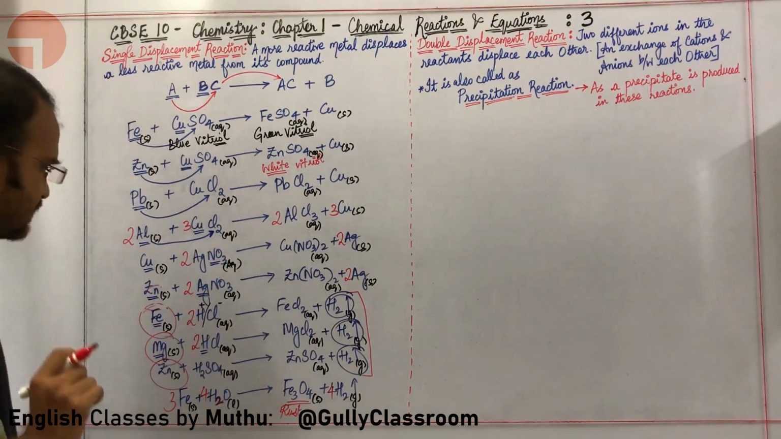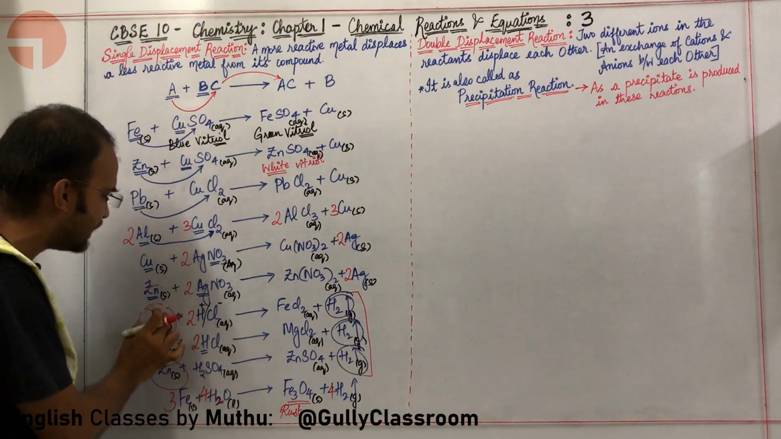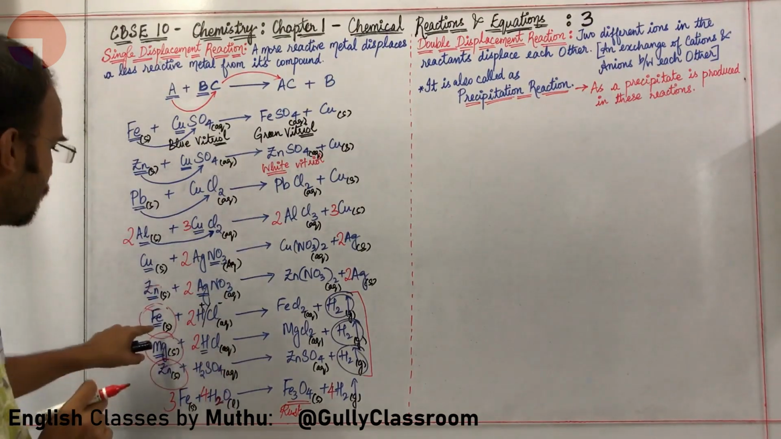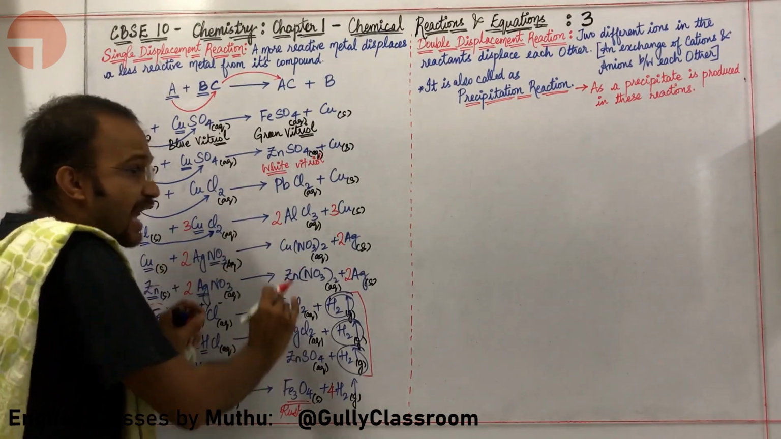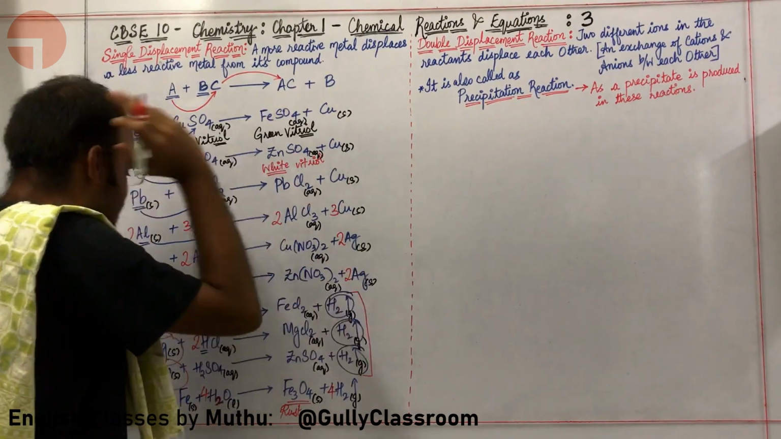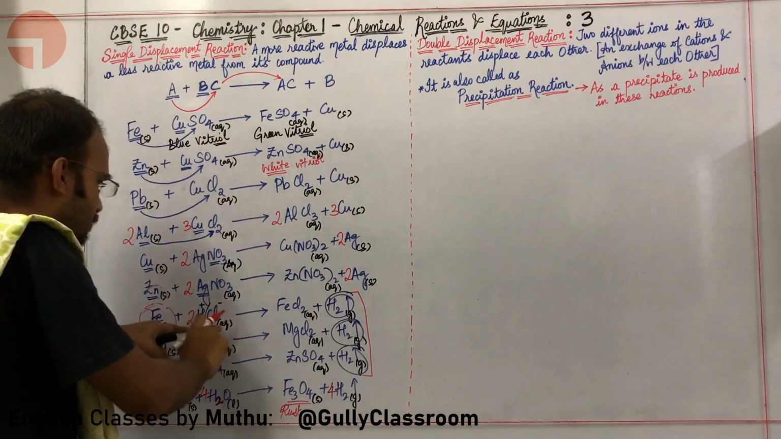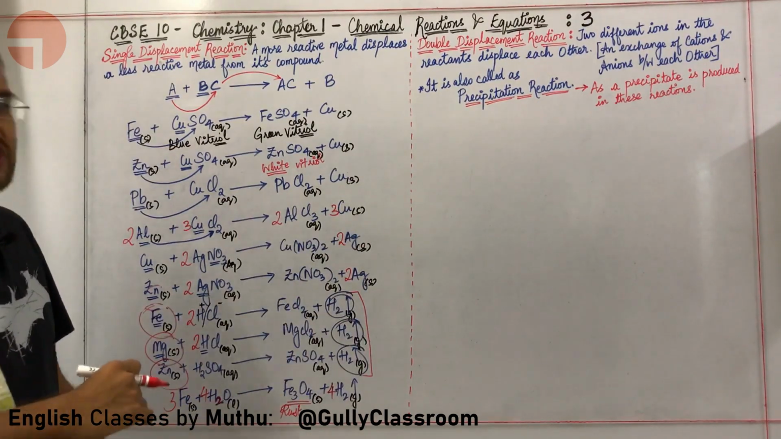Let me repeat myself. When an acid reacts with a metal, what is happening? The more reactive metal displaces the less reactive hydrogen, and hydrogen is sent outside as an H2 molecule. The more reactive metal forms its own metal salts.